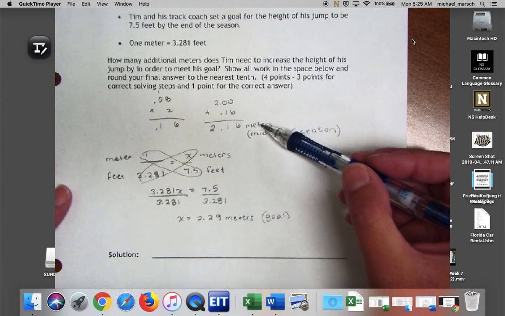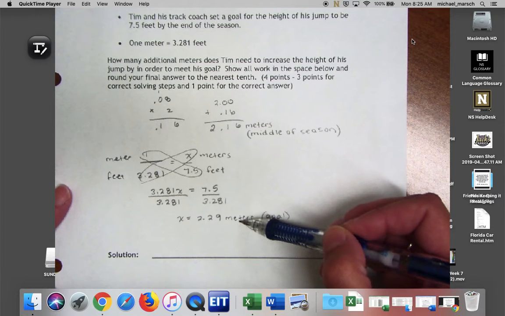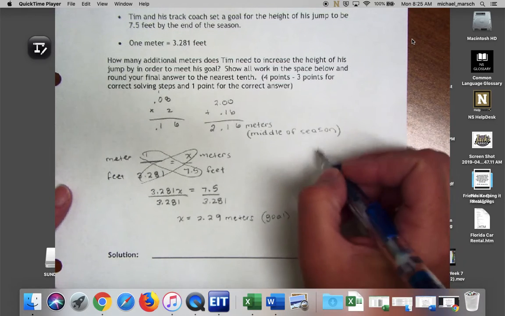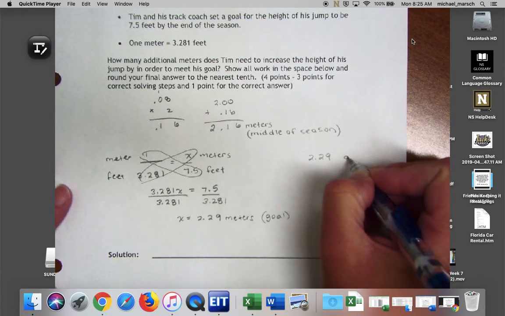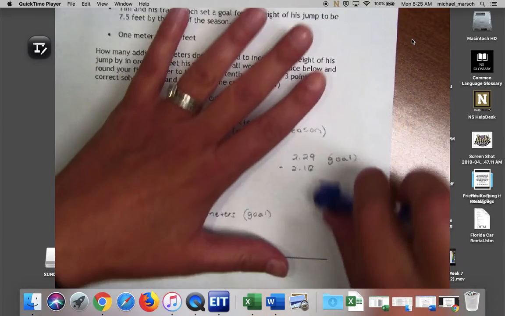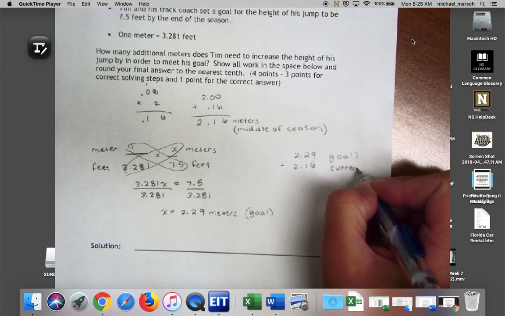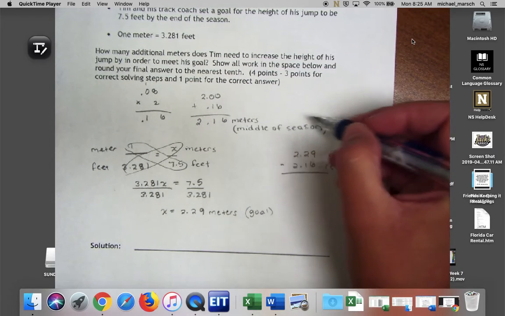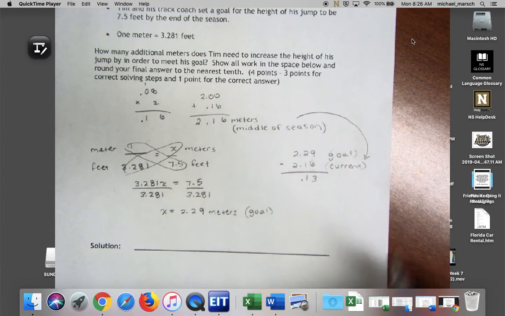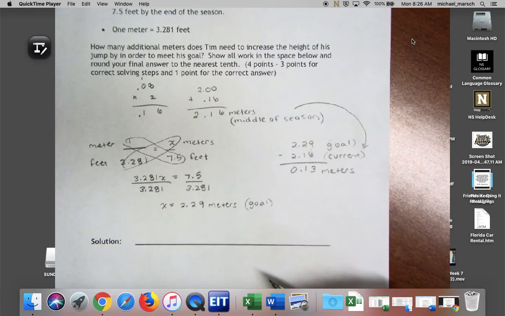So this is where he is now at the middle of the season, this 2.16, and this is his goal at the end of the season. So in order to figure out how many additional meters Tim needs to increase the height, I'm going to subtract these two. So 2.29, that's my goal, minus 2.16, that's his current, right at the middle of the season. So now I'm going to subtract these, and he needs 0.13 meters to reach his goal.